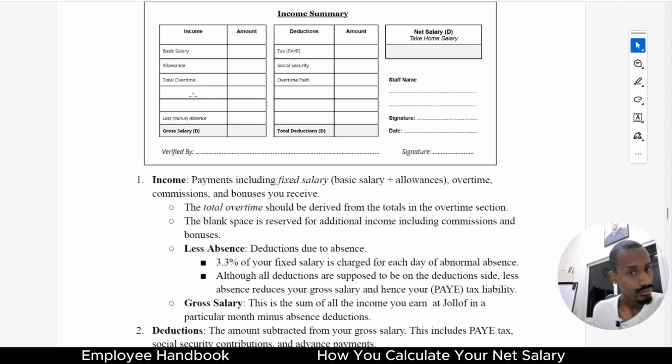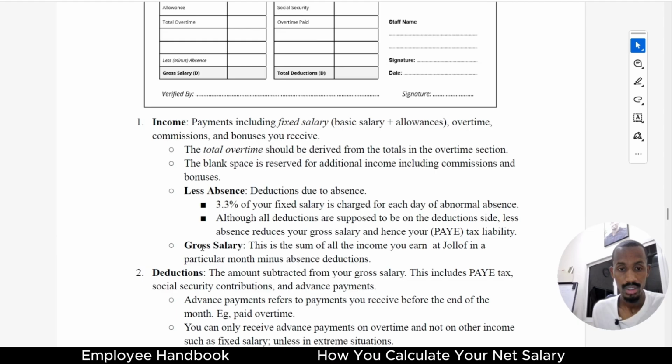Overtime is the amount of total overtime you make during that month. If you have the blank spaces, if you are given commission, you put here commission and the amount of money you got through commission. If you are given a bonus, you put here bonus. So these places are left for additional income that you receive.